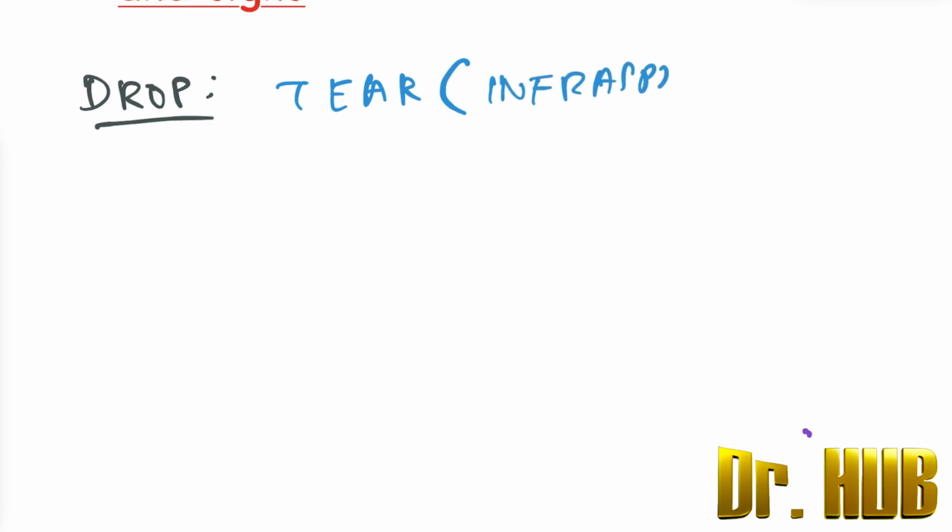Now looking at the drop sign. The drop sign is seen in a tear of the infraspinatus, and the posterior part of the rotator cuff.